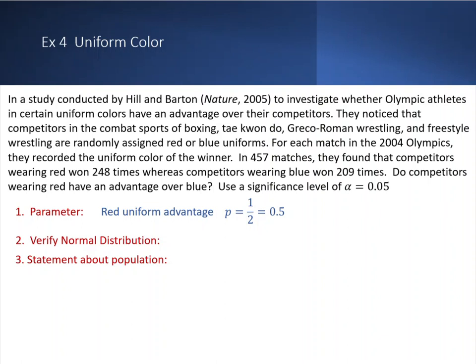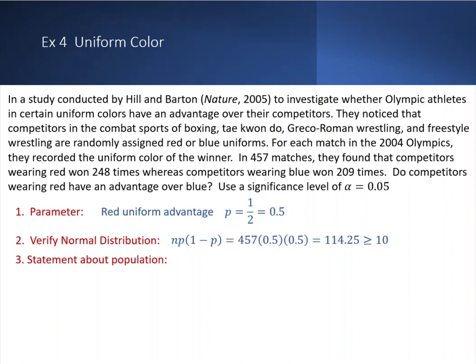So the proportion of times a red uniform wins, if there's two outcomes, you either win wearing red or you don't, then that becomes a 50-50 chance. So you've got red being our interest here. We think red is going to have an advantage. And there's two outcomes. Wearing red either wins or they don't. So it's a 50-50 chance. To verify the normal distribution, we perform our np(1 minus p) calculation, and we can see that it is greater than or equal to 10. So we're good.